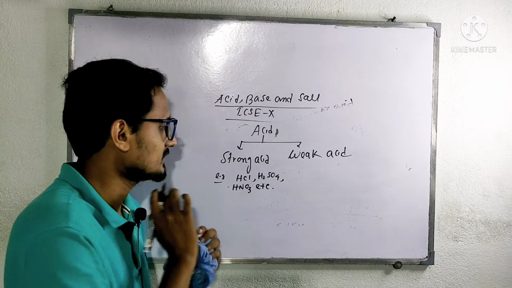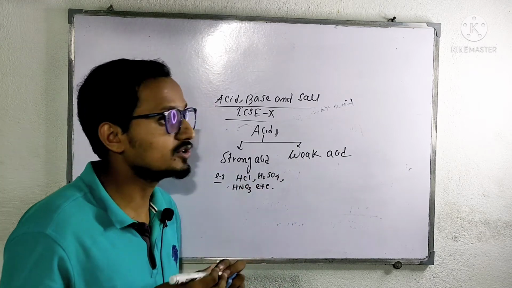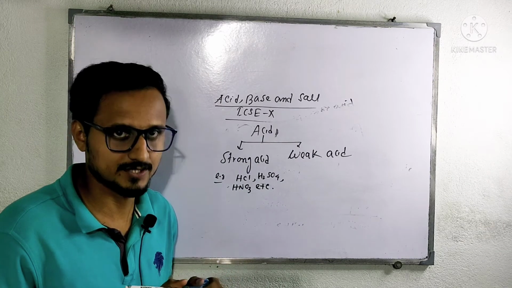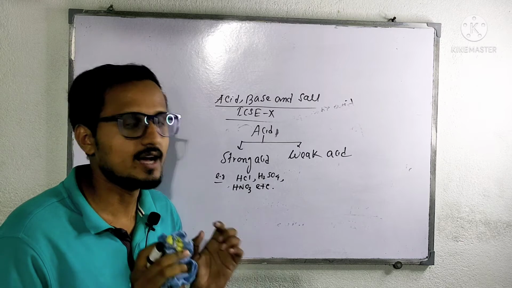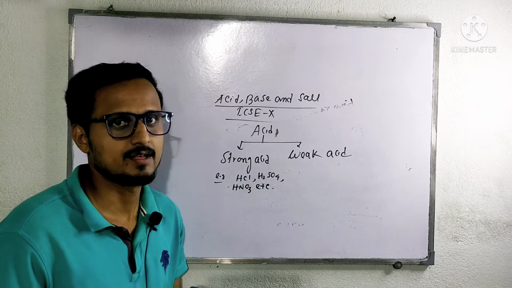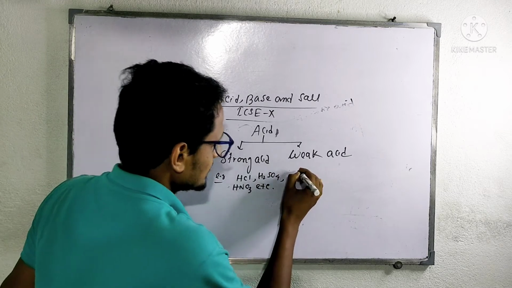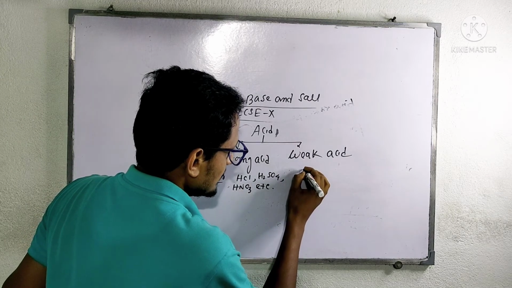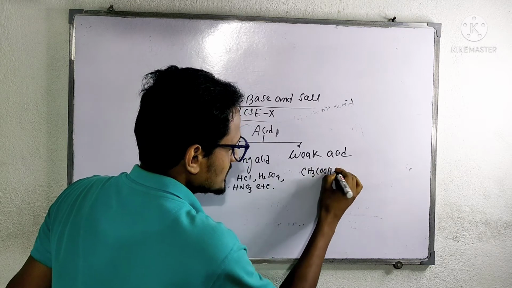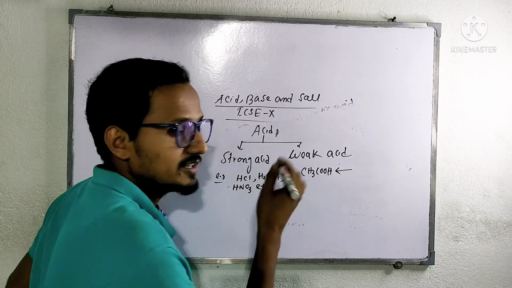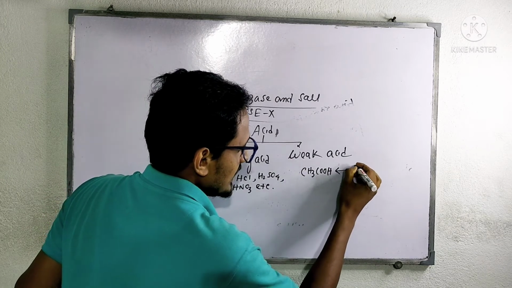Now weak acid means the acids which do not completely dissociate in aqueous solution, which partially dissociate in aqueous solution, are called weak acids. So they will partially dissociate. Examples are CH3COOH. This one is an organic acid. We will learn in organic chemistry. CH3COOH, organic acid, is called acetic acid.